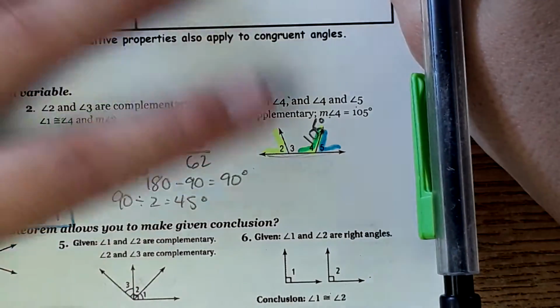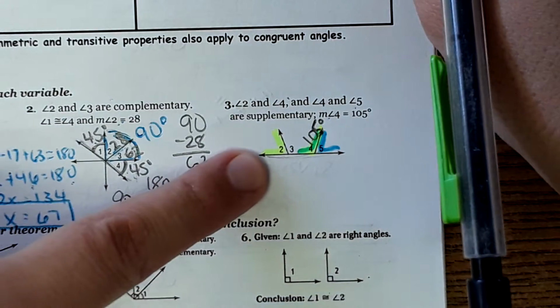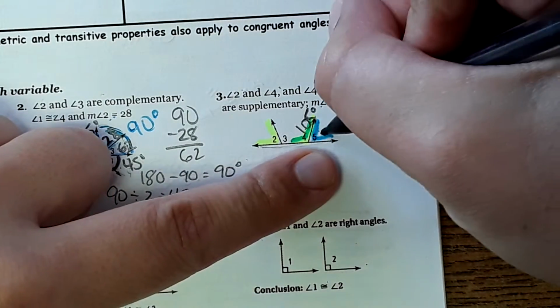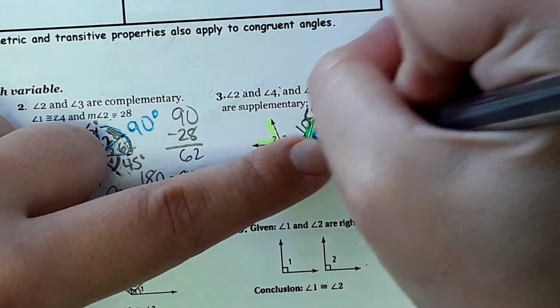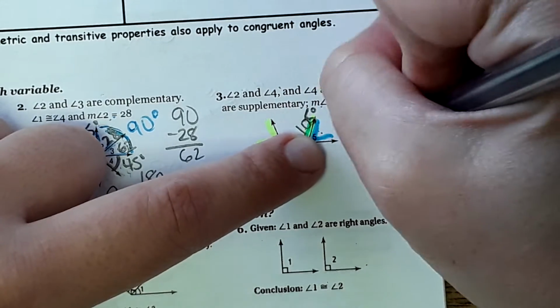Okay, so now that we have everything labeled, we're going to find the value of all these other angles. Here, this is a linear pair. It also said it's supplementary, so 180 minus 105 will give us this measure here, which would be 75 degrees.